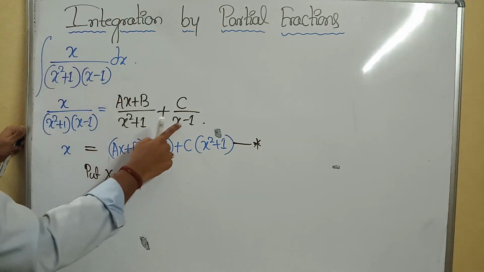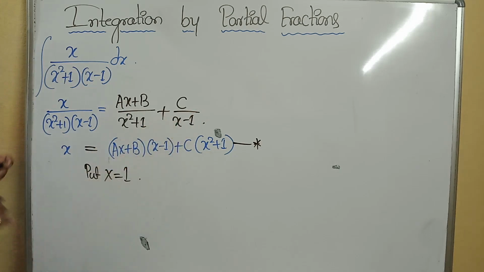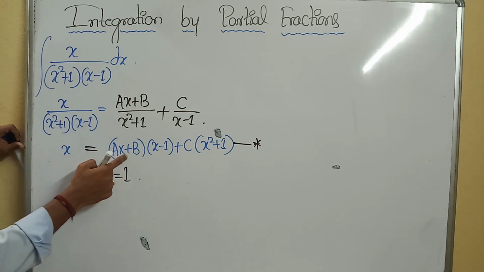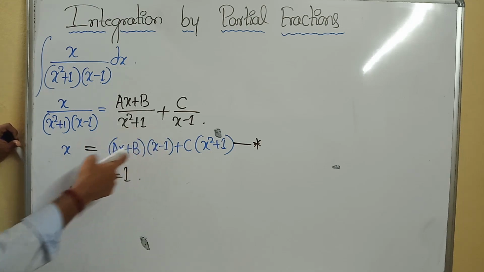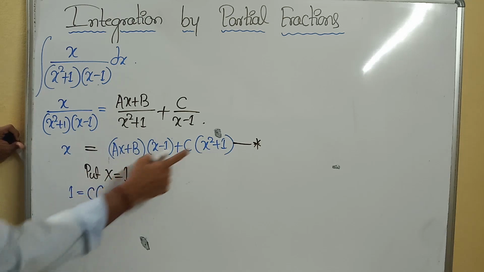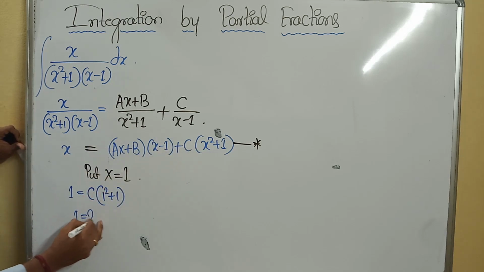Don't take it. x minus 1 equal to 0 means x is equal to 1. Okay. Now concentrate. x value as 1. A into this value will be A into 1, which is A, plus B into (1 minus 1) whole part. 1 minus 1 will be 0. Whole part will be 0. Leave it. C into bracket 1 square plus 1 means 1 equal to 2c. C is equal to 1 by 2.